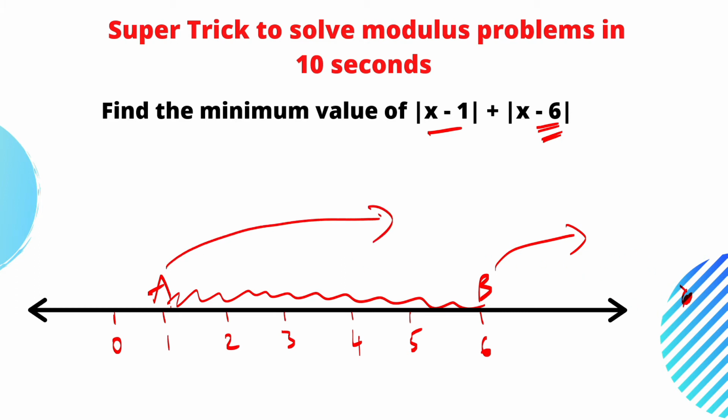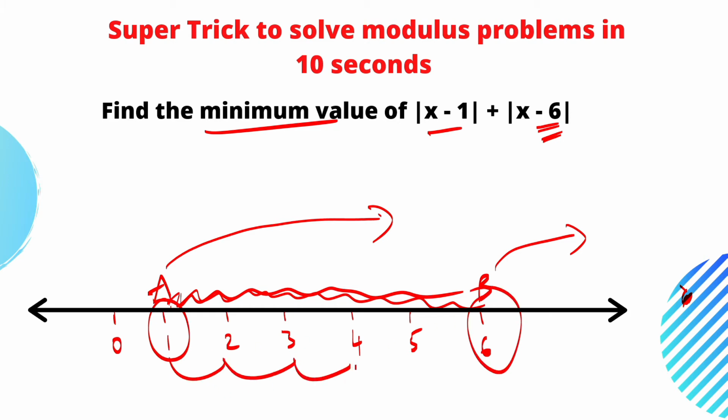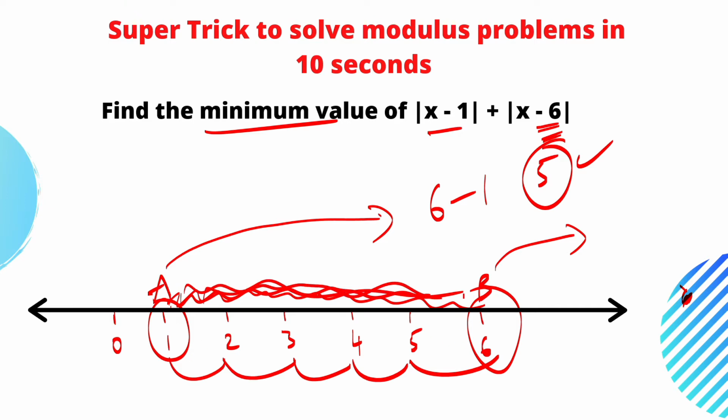Yes, this is also possible, but here we want the minimum value. We don't want the maximum value, we want minimum value. So how can we calculate minimum value? Within this range. So a is at 1, b is at 6, 1 to 2, 2 to 3, 3 to 4, 4 to 5, and 5 to 6. What is the difference? 6 minus 1, this is 5. So 5 is our answer. The minimum value of this equation is 5. Whether b comes to a or a goes to b, or they meet somewhere in this range from 1 to 6, in this range, the value will be 5.